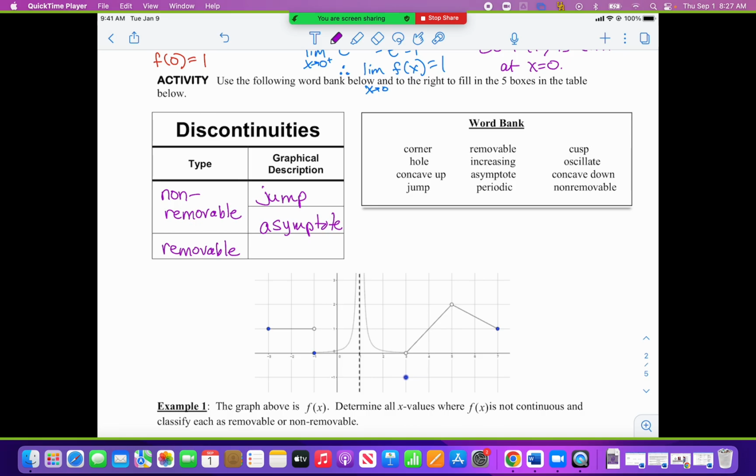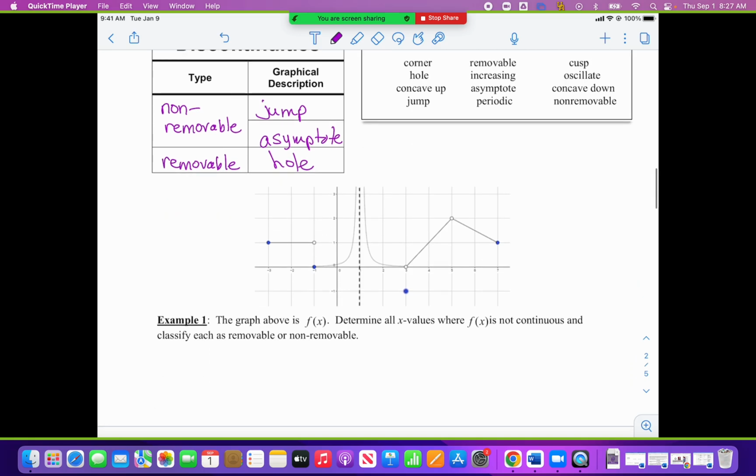All right, removable. What'd you say? Whole. Okay, cool. All right, now let's look at this example 1. It says the graph above is f of x. Determine all x values where f of x is not continuous. So we're not talking about the endpoints. So I'm not talking that x is -3 or x is 7. Okay, that's the end of the graph. So we're not going to say there's a discontinuity there. But I want you to list all the x values everywhere else within that parenthesis and classify it as removable or non-removable.